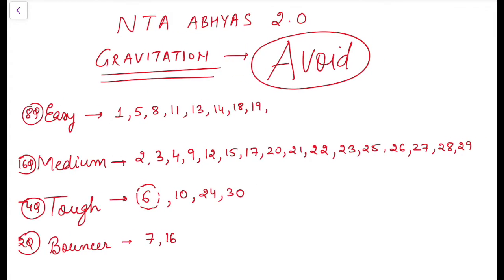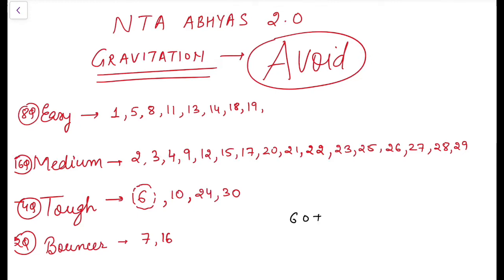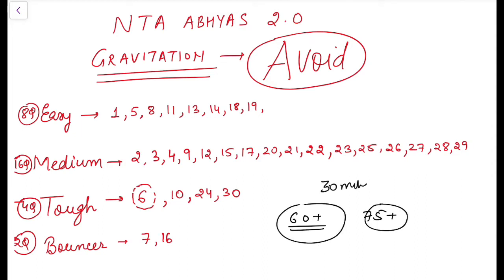I still say please avoid it, and if you have done it, then if you score 60 plus, you have done fine enough, and anything above 75 plus is very good in 30 minutes. In 30 minutes this score is fantastic for you. So let's see how to solve such a paper.